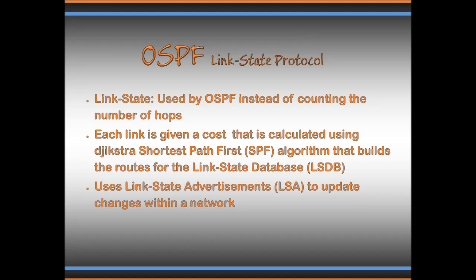OSPF uses a dimensionless metric, which can be referred to as cost, with a maximum value of 65,535. OSPF doesn't add these metrics as it does in RIP or EIGRP. In OSPF, the routers distribute the individual link costs to one another. The Dijkstra shortest path first algorithm is used to process these bandwidth costs and update them in the link state database.